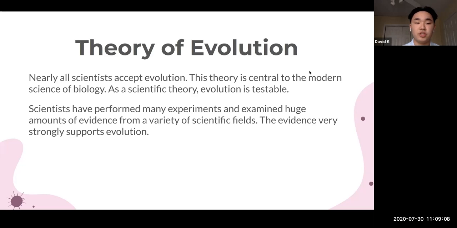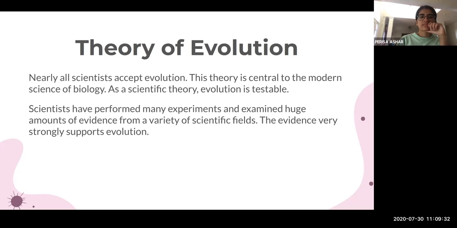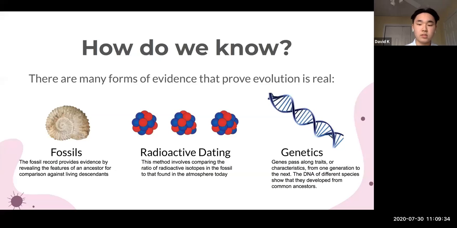The theory of evolution is very widely accepted by scientists all over the world, and it's central to the modern science of biology. There have been many tests and experiments done to find evidence and prove the existence of evolution and its validity. So what are some of them? I have three main examples of evidence for evolution.